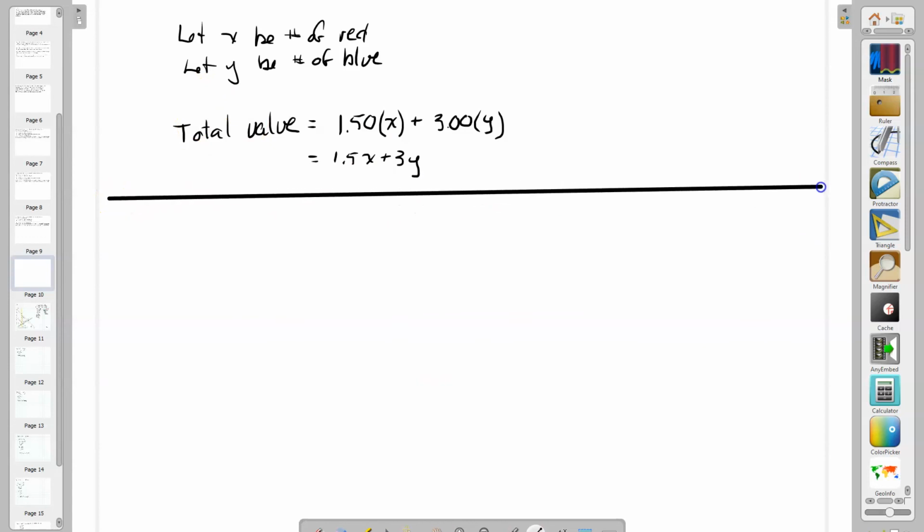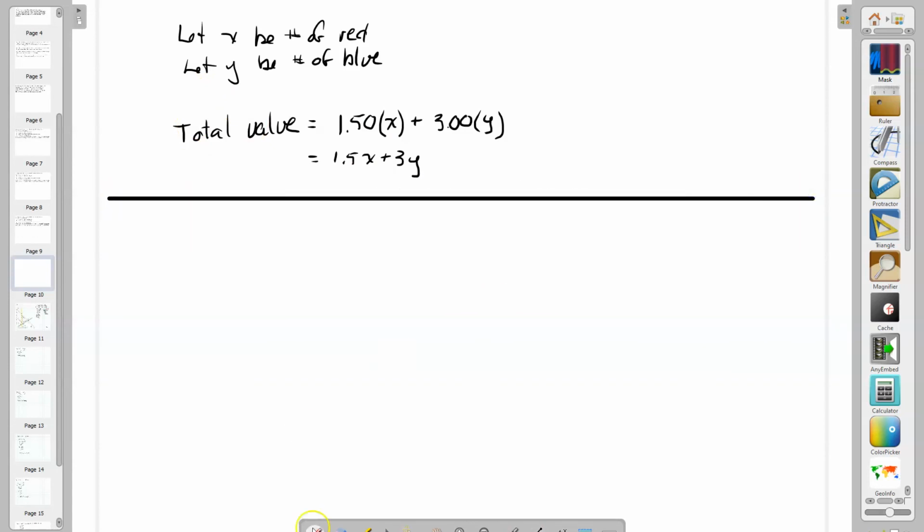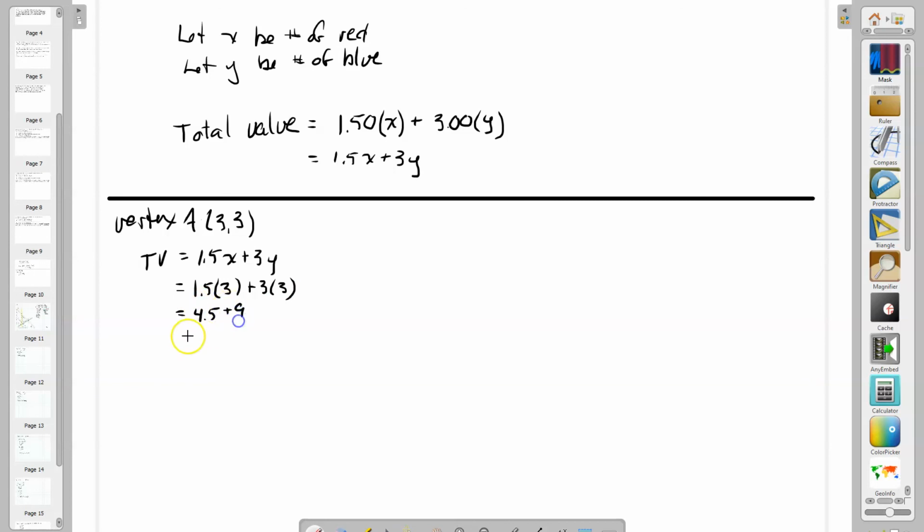Once we've got our optimizing function, we're now going to take the coordinates from each vertex and put it into that function and calculate the total value based on that vertex. So let's start with vertex A, which was (3, 3), and substitute those values into the optimizing function. So total value equal to 1.5x plus 3y. We're going to substitute in 3 and 3, so we've got 1.5 times 3 plus 3 times 3, which gives us 4.5 plus 9, which equals 13.5.